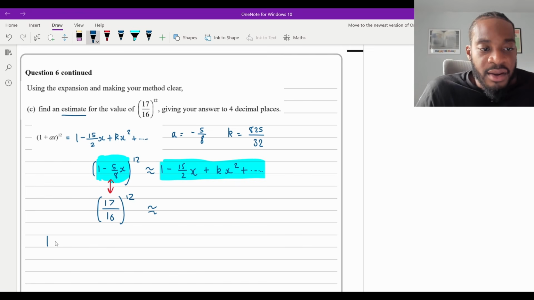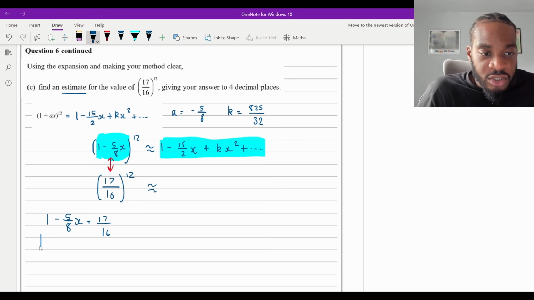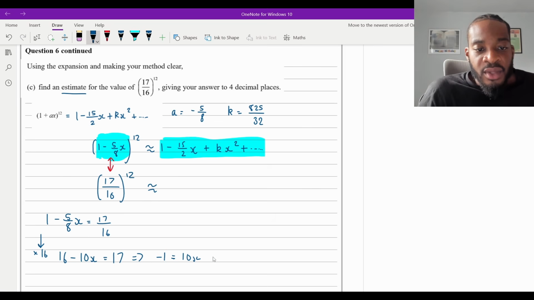So we're going to have 1 minus 5 over 8 x is equal to 17 over 16. I need to solve that. So let me times everything by 16 just to get rid of the denominators. So that's going to be 16 minus 16 times 5 over 8. 16 over 8 is 2. That's going to be a minus 10x, and that's going to equal 17 because they cancel. That means that 16 minus 17, which is minus 1, is going to equal 10x if I put that on the right. And that just means that minus 1 over 10 is equal to x.